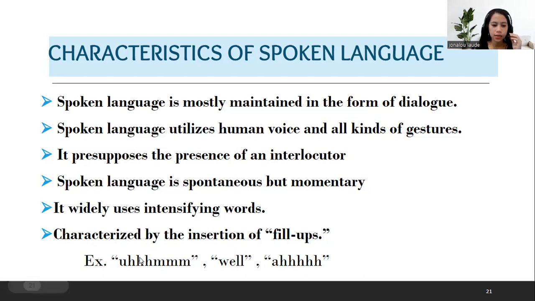Okay, the next characteristic we have here is that it widely uses intensifying words. What do we mean by intensifying words? In our speech, we have intensifiers. These are words such as adjectives, for example coarse words, intense words, bad words, for example. These can be used in spoken language. And aside from that, in spoken language, what else?